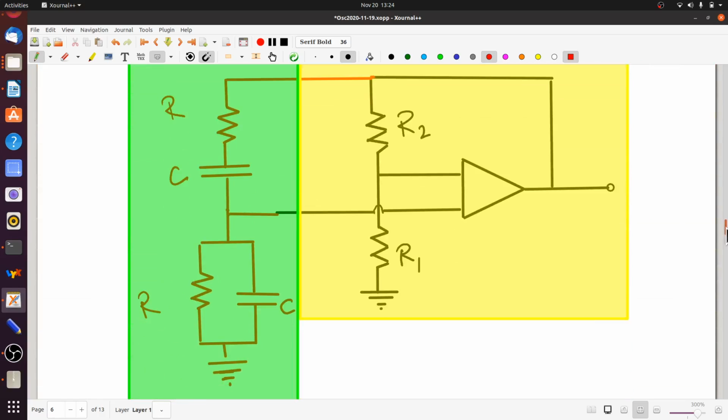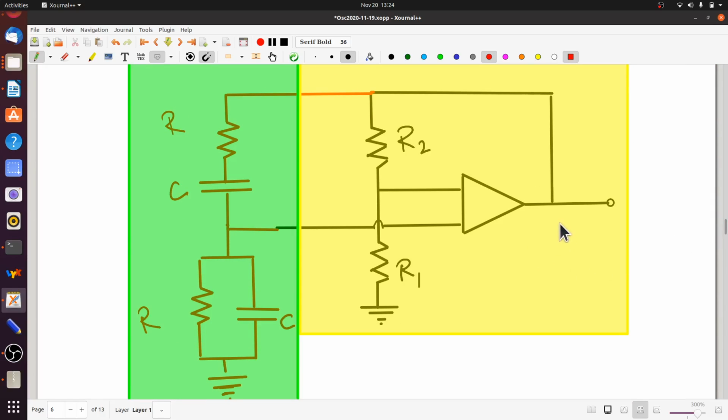So what do we do next? All we do is join the output of the amplifier, which of course is this point, to the lead lag network's input, and the output of the lead lag network to the amplifier's input. So basically, we were calling this Vi, but this is really Vo for our oscillator. And this Vo for the lead lag network becomes a Vi for the amplifier part of the oscillator. The part in yellow that you can see is the amplifier part. The part in green is the lead lag network part, or the feedback part.